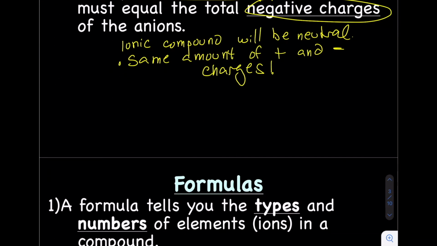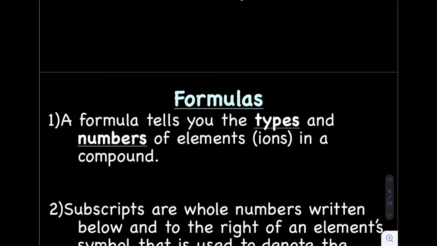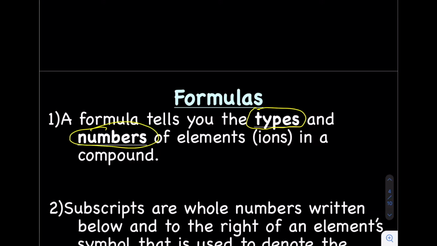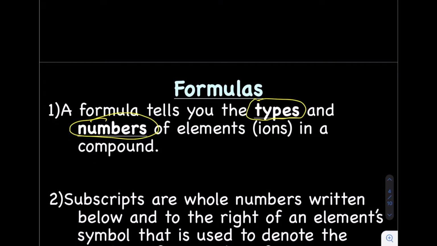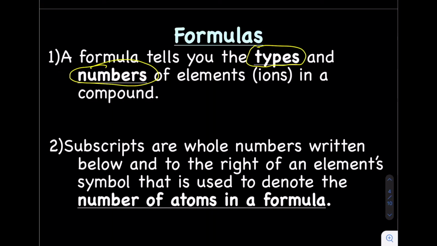So formulas. A formula tells you both the types and the numbers, how many, of elements or ions in a compound. So an example would be H2O. That's a formula. It tells us the type of atoms involved. We've got hydrogens right here and oxygens here. Further, it tells us that we have 2 hydrogens and 1 oxygen.